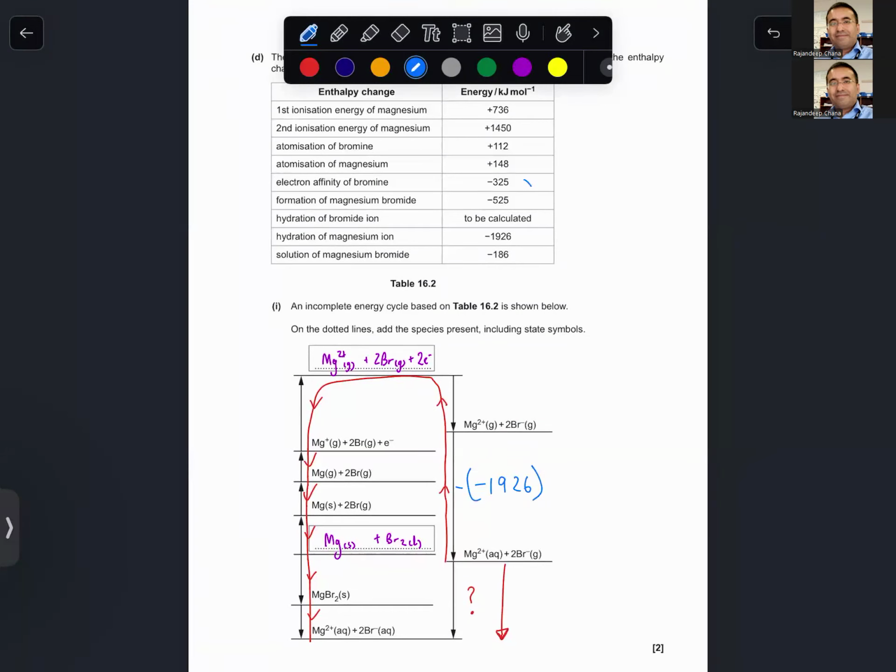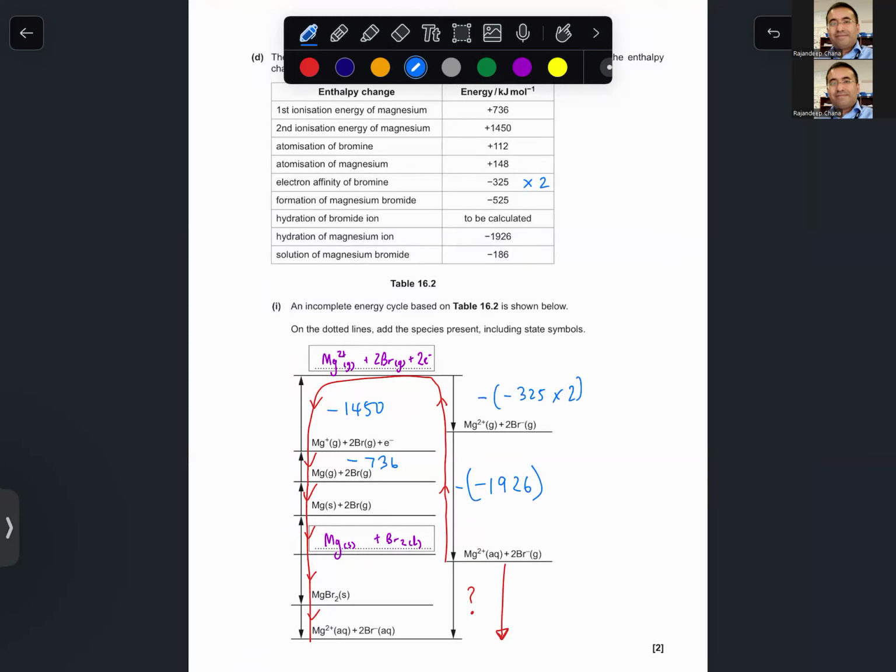and you see there's two bromines, so we times that by 2, and you're going against it, minus 325 times 2. Again, that's the second ionization energy. It's going to be minus 1450. And then you've got the first ionization energy, minus 736.